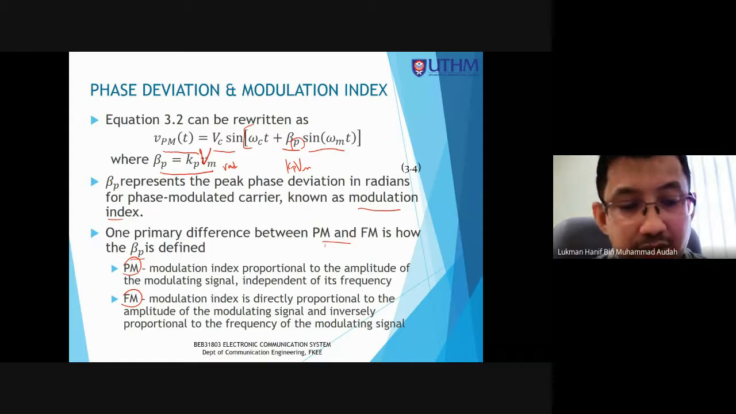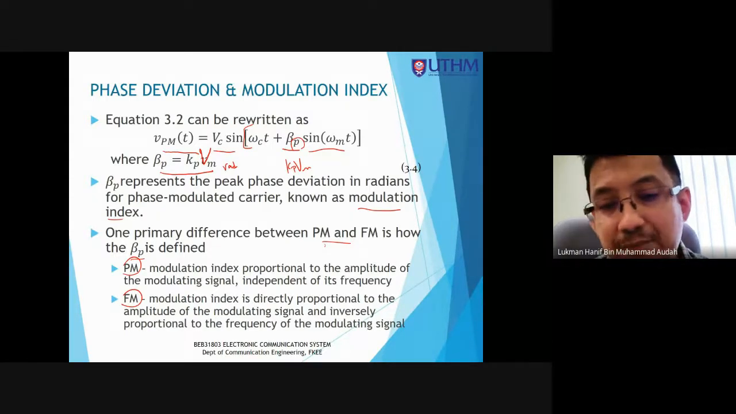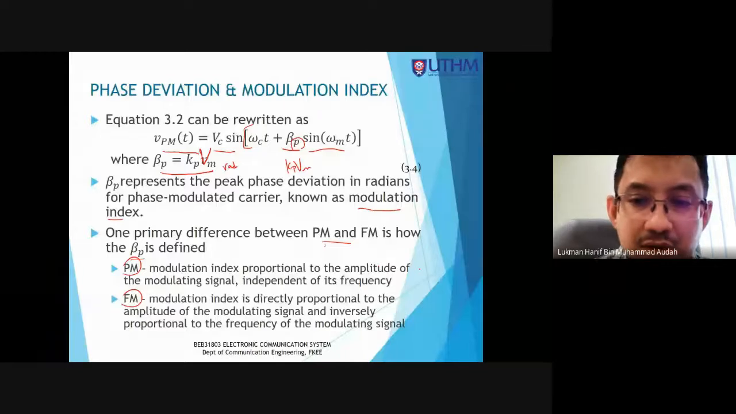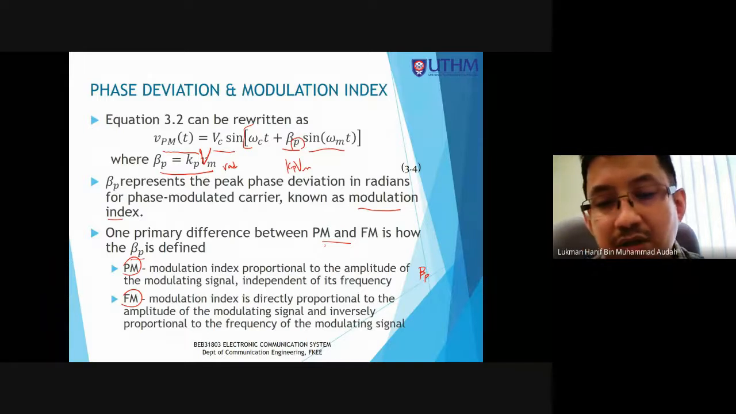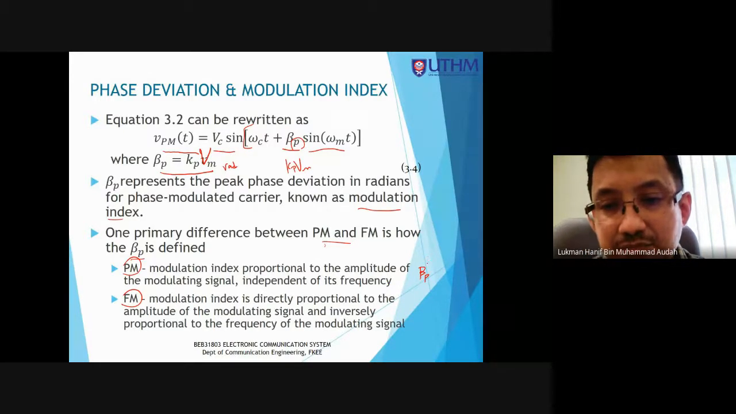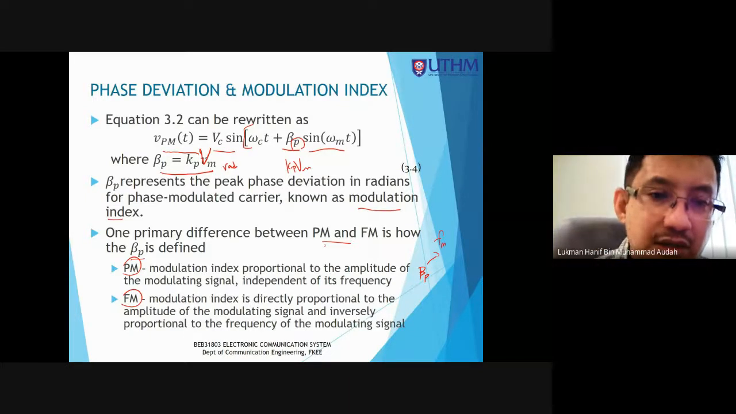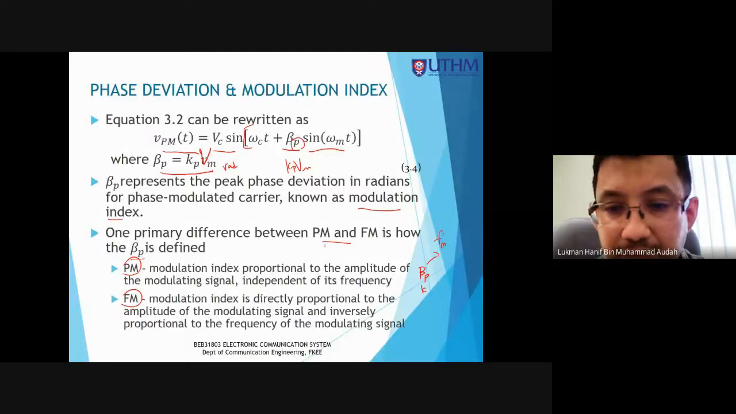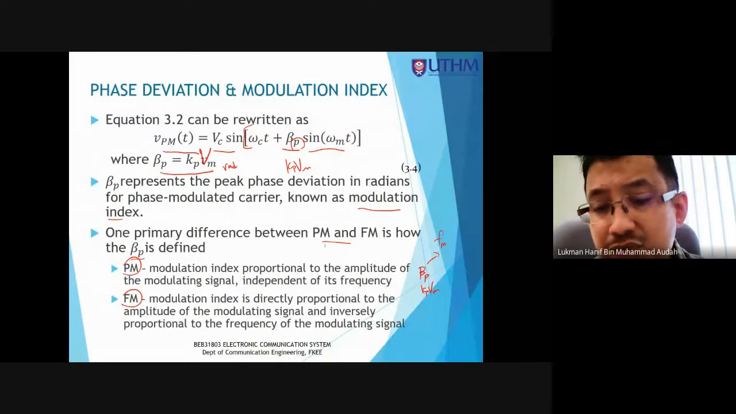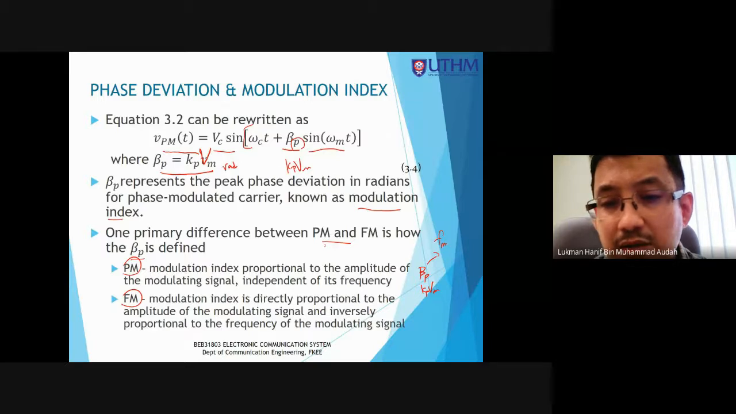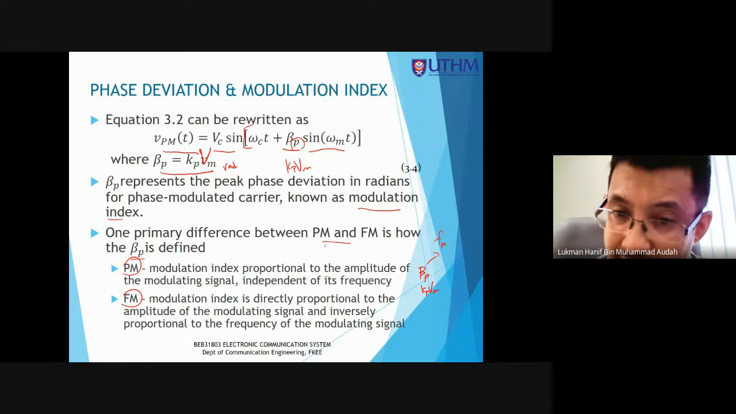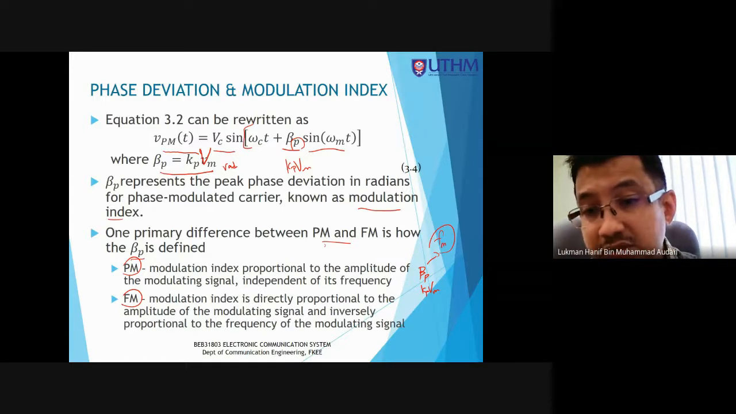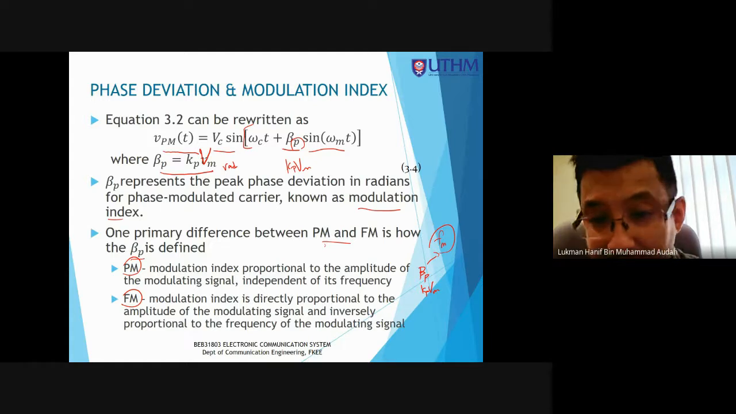So kalau PM, modulation index for PM, which is the beta P, okay, beta P is not related with the information message. Dia tidak berkaitan dengan FM. So kalau you lihat di sini, dia KPVM. So it is not related with the modulating signal frequency, FM. So tak kira lah FM itu besar atau rendah, nilai modulation index masih sama.